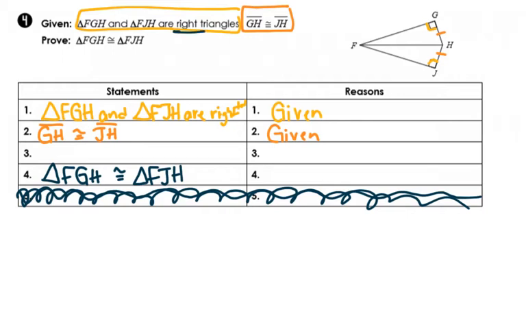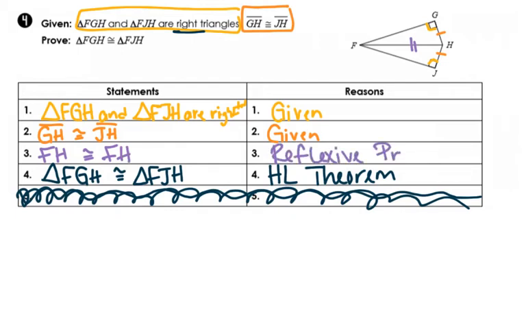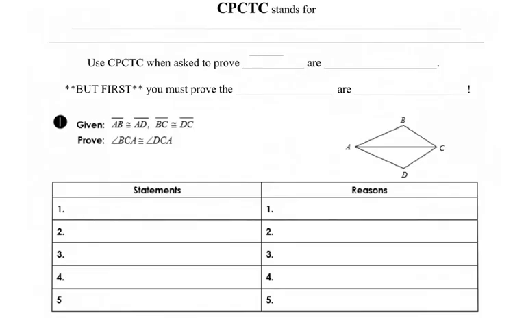Because it's talking about a right triangle, we know that the only theorem we're probably going to be using is the HL theorem. Alright, and then you should be able to see that they're sharing this pair of sides. So FH is congruent to FH. I'm going to just do FH because I like reflexive more than symmetric. Alright, that one's pretty easy.